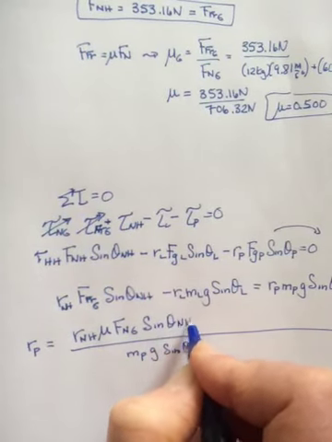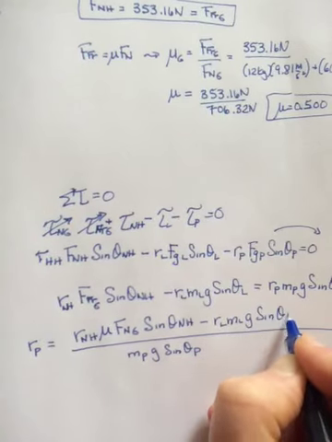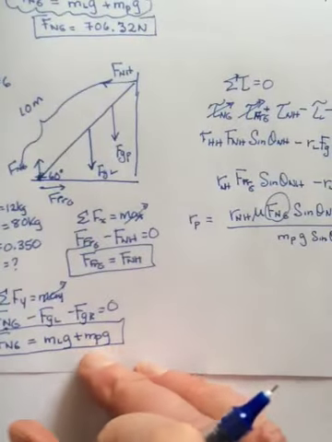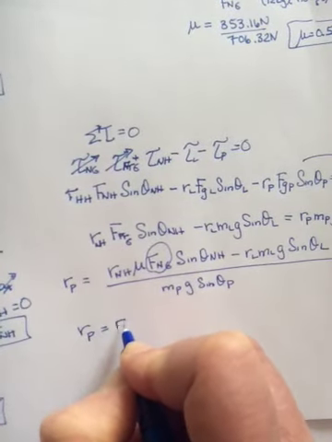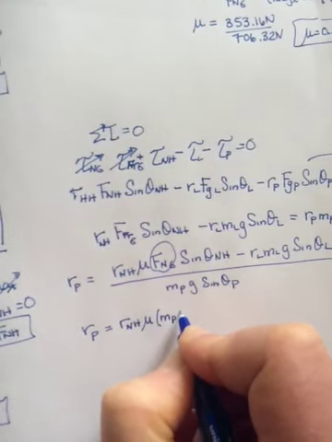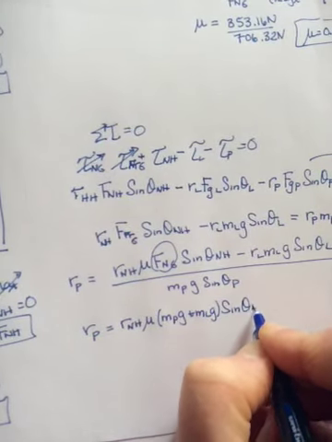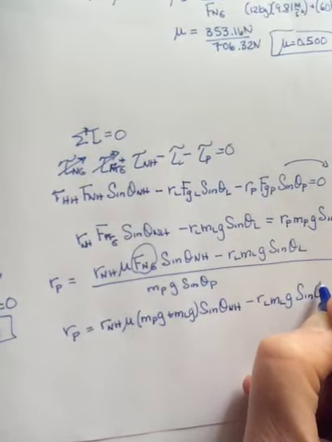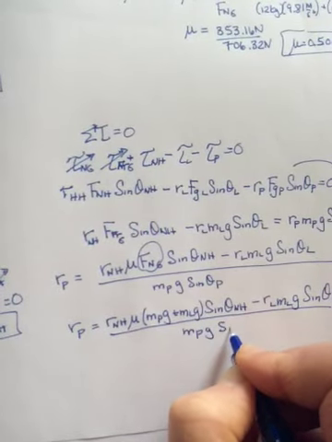Sine theta normal of the house minus R of the ladder, M of the ladder, G, sine theta of the ladder. And what is normal of the ground? Normal of the ground is this. And so here we have R of the person is equal to R normal of the house, mu, M of the person, G, plus M of the ladder, G, sine theta normal of the house, minus R of the ladder, M of the ladder, G, sine theta of the ladder, over M of the person, G, sine theta of the person.